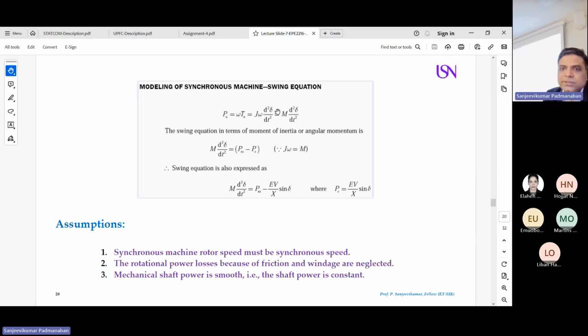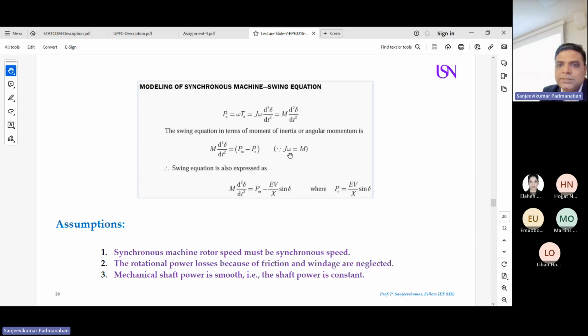Now we are going to make this swing equation into a more linearized or simplified form. For this, we consider this part, M into d square delta by dt square, which is nothing but the mechanical power minus electrical power. So you know what the output is? The input is a mechanical power, the output is an electrical power, which is nothing but Pm minus Pe.